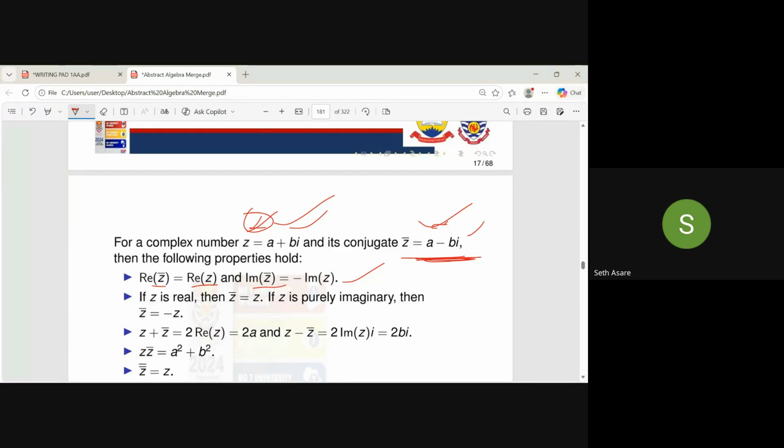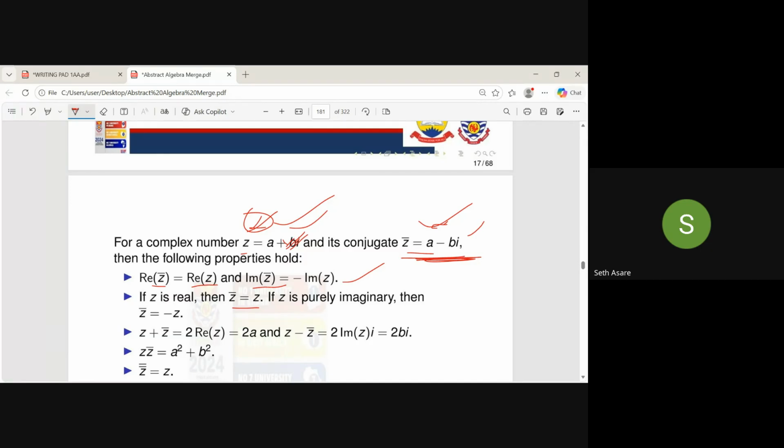Then we are also saying that this means that if the complex number is just real, it means that the imaginary part is not there. If it is just real, then the original is equal to its conjugate. That is true.